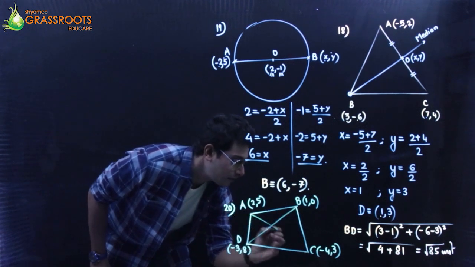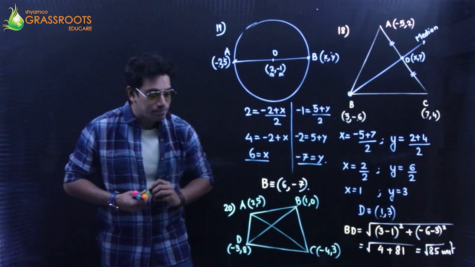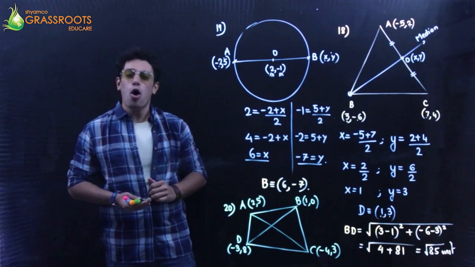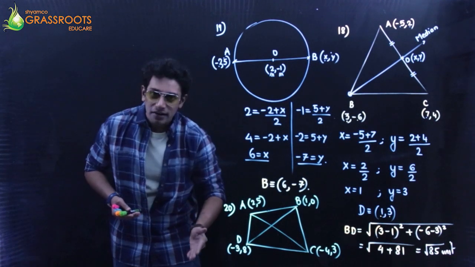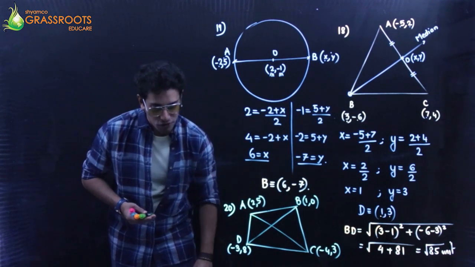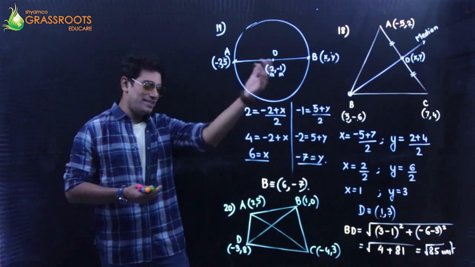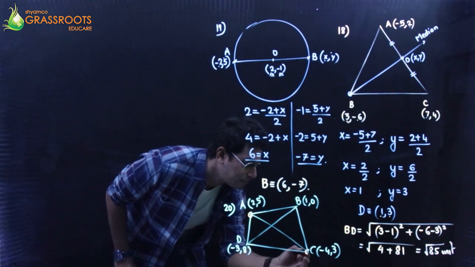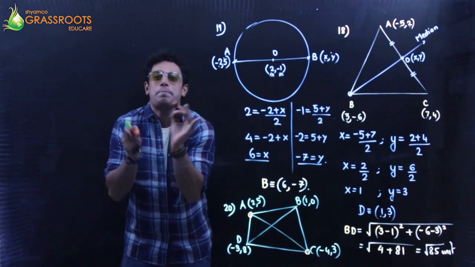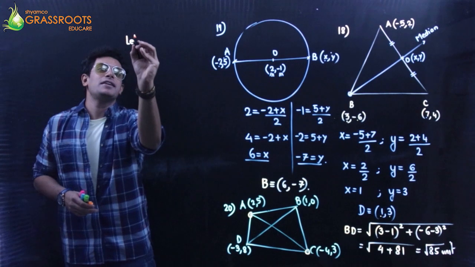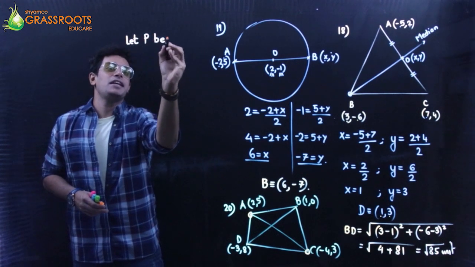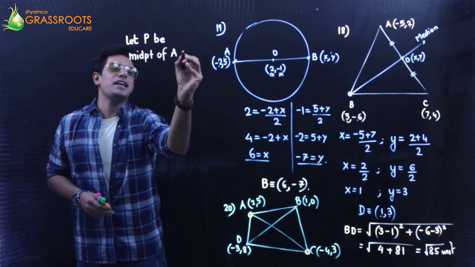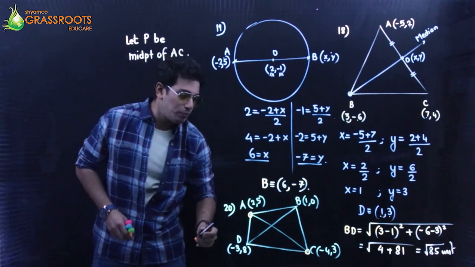Okay. These are the diagonals. They are asking me to find the midpoint of BD and AC, that is, the midpoints of the diagonals AC and BD. Let's begin. Let's start with the midpoint of AC. Let me call it P. So let P be the midpoint of AC. Use the midpoint formula.